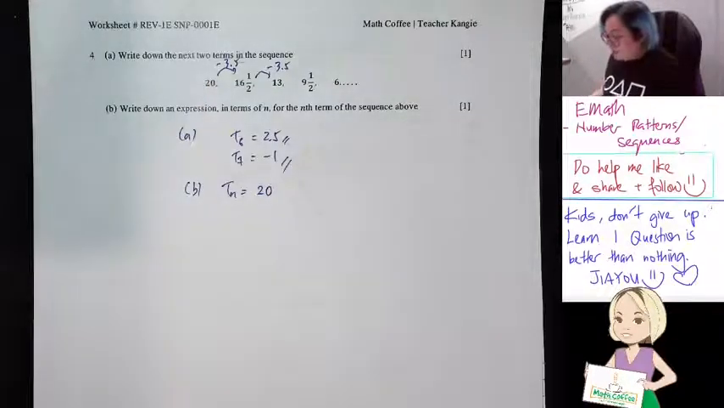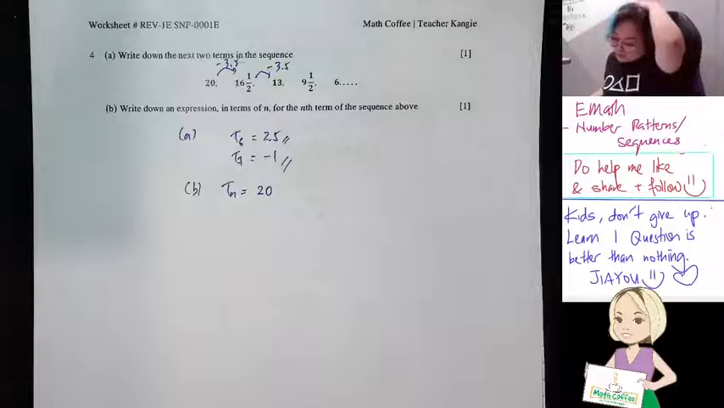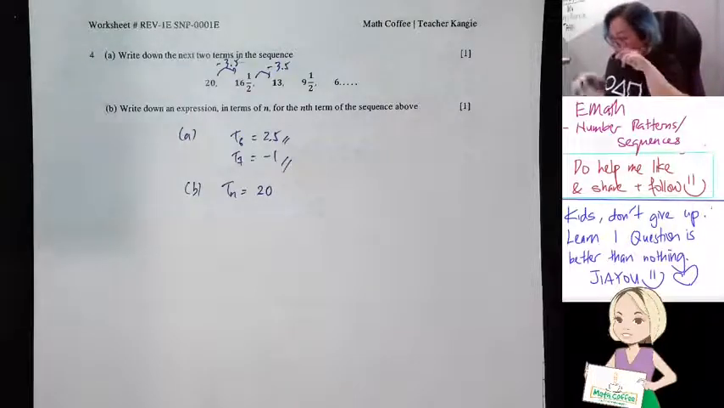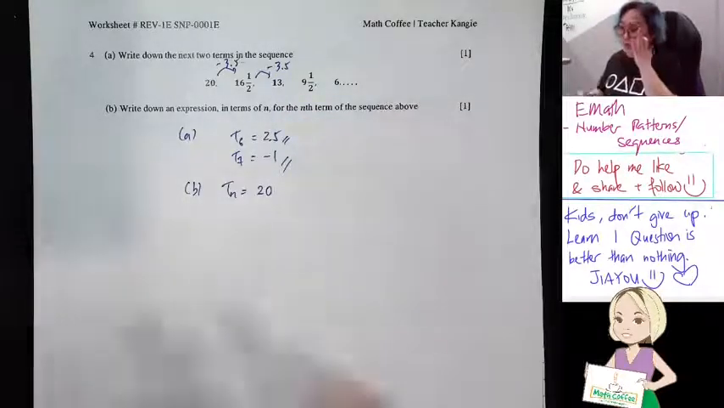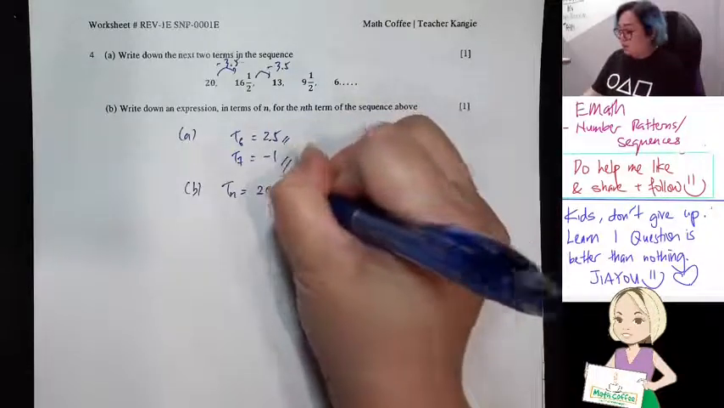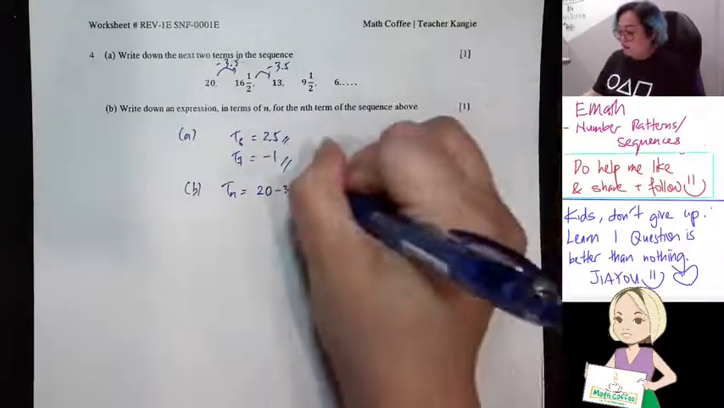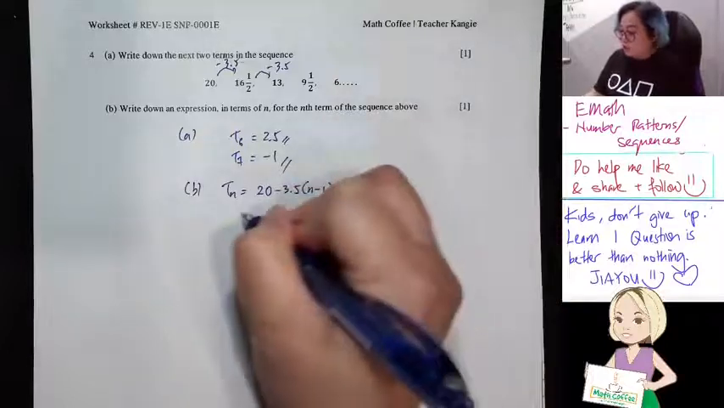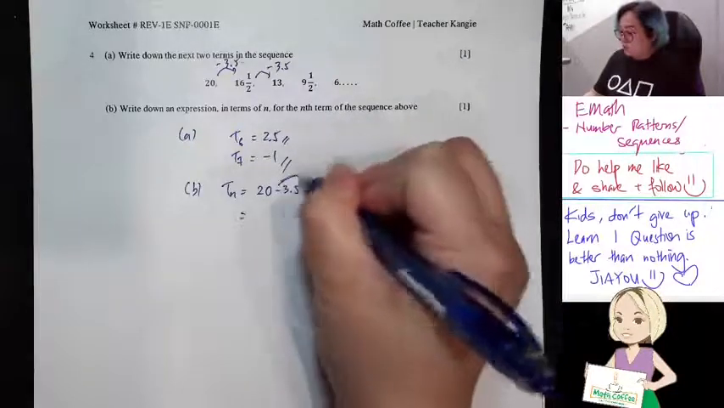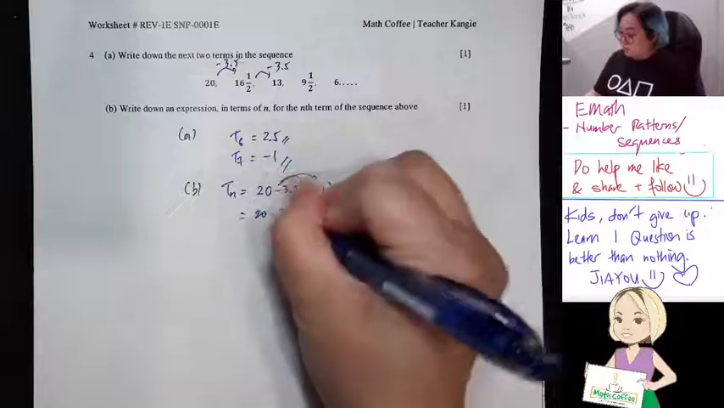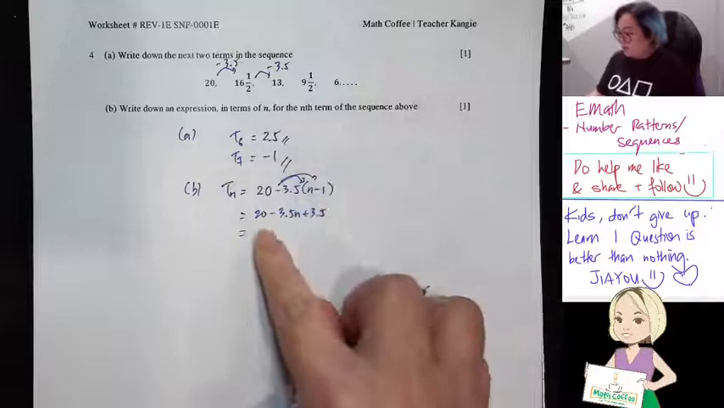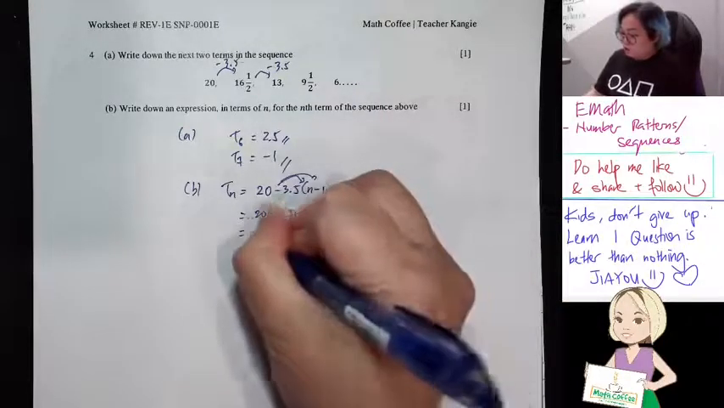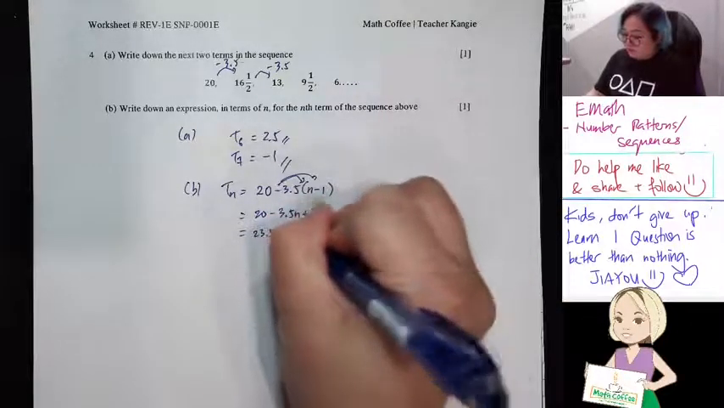So how about the pattern? You can write it in improper fraction, or you want to put it in decimal also can. So this time round is subtract. Just now the previous 3 questions, our pattern is always plus, plus, plus, right? So this time round is subtract. So you can put minus 3.5, and then after that n minus 1. So we always simplify it. This one times this one, this one times this one. So 20 minus 3.5n plus 3.5. So for this case, 20 plus 3.5 is 23.5 minus 3.5n.